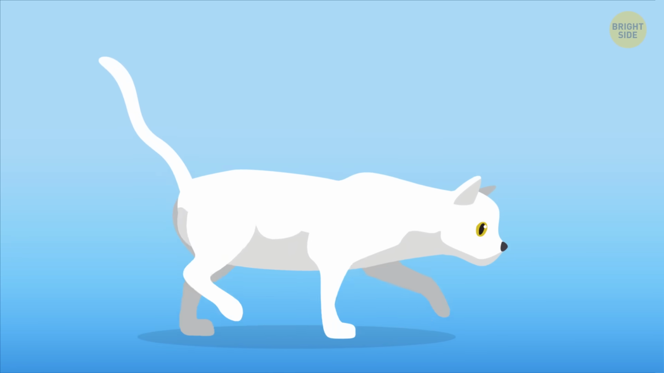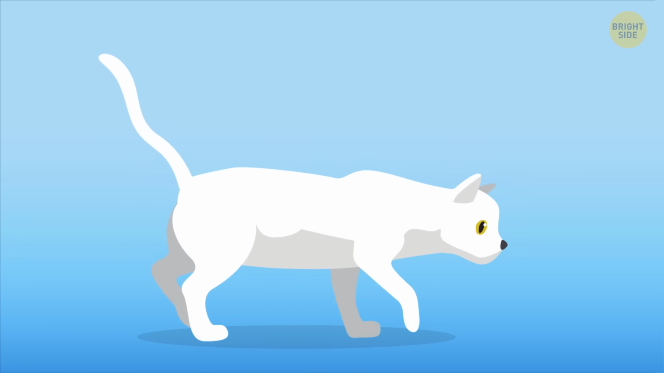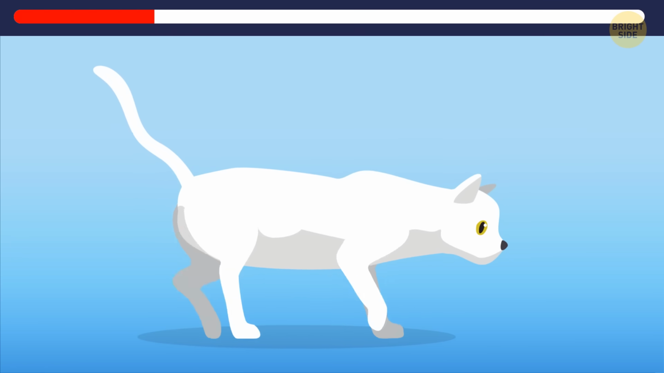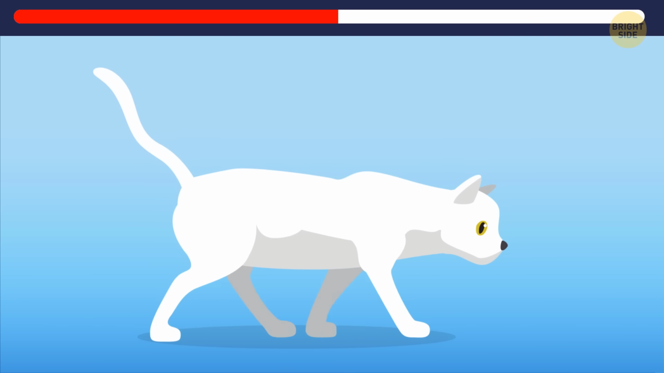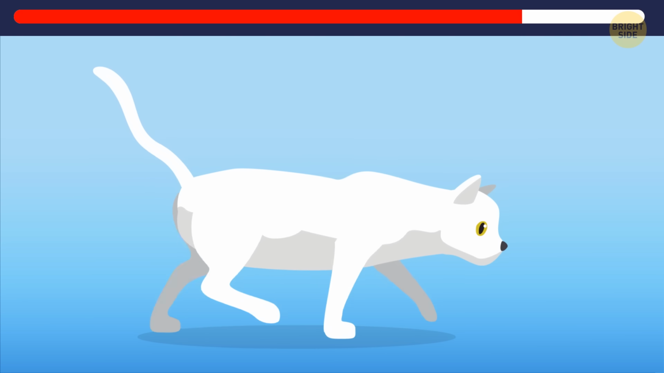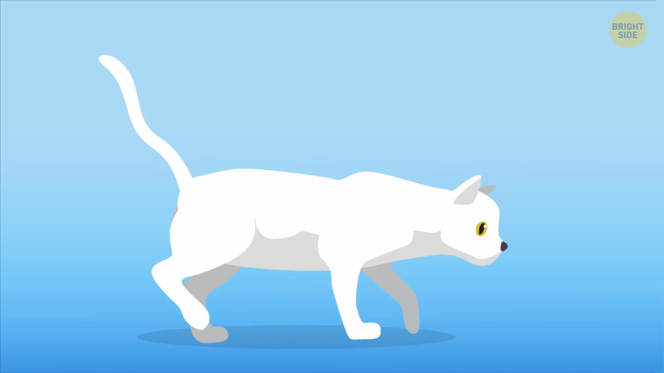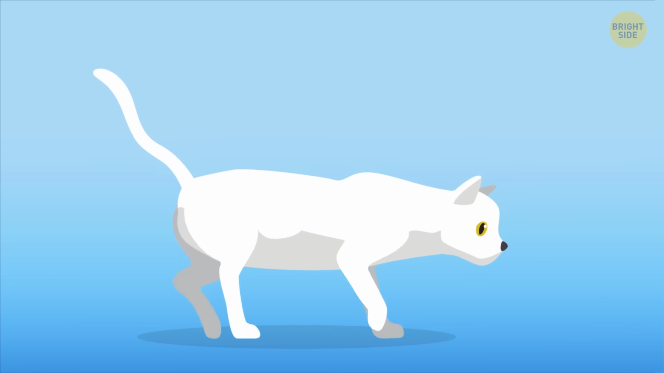Try controlling this image with your mind. Blink. Now, blink faster. Wow, you're making this cat move faster with your powerful blinking.